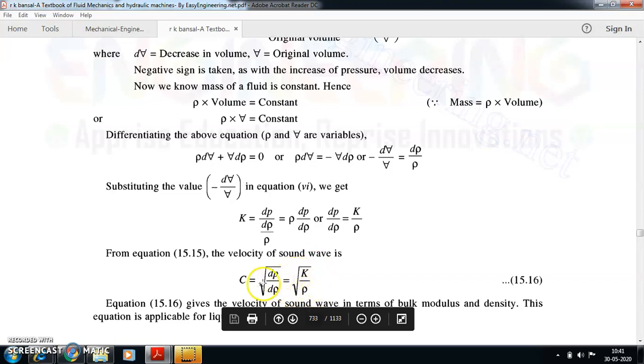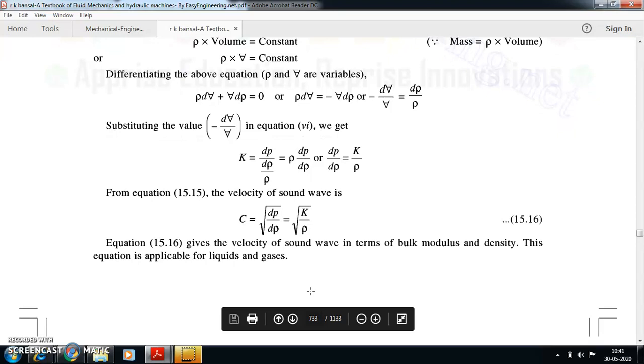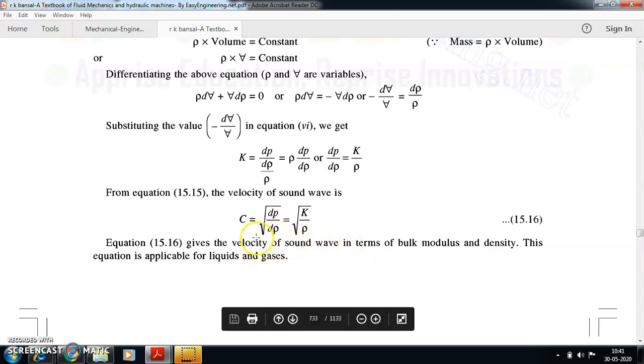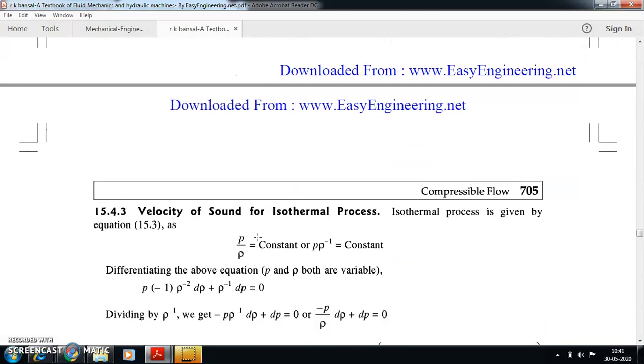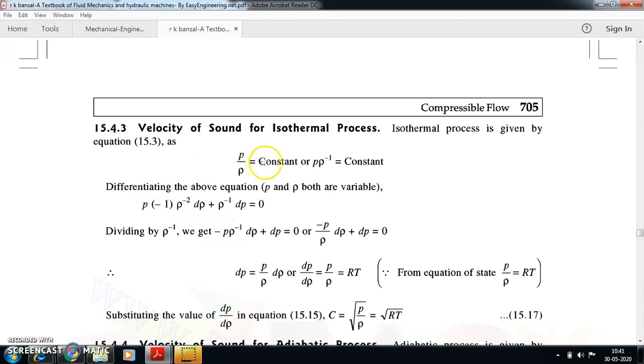This final equation, 5.16, where C is root of K divided by rho, gives us the relationship of the velocity of sound with respect to the bulk modulus of elasticity and density. So I am relating bulk modulus, density, and capital C, the velocity of sound, in this way. This equation is applicable for liquids and gases. Very important relationship.